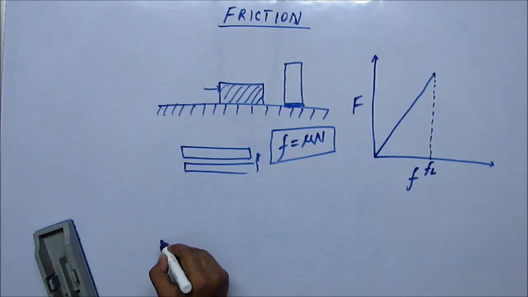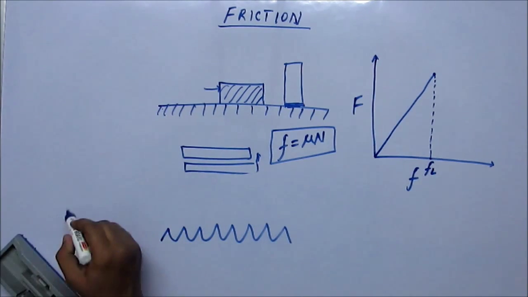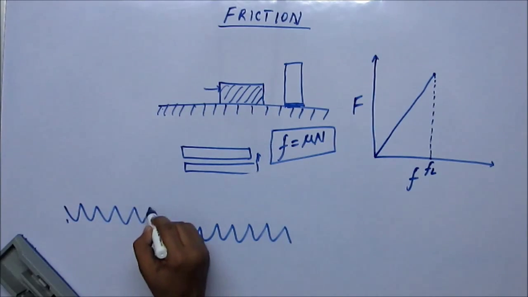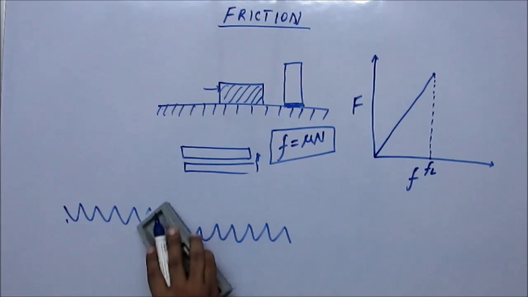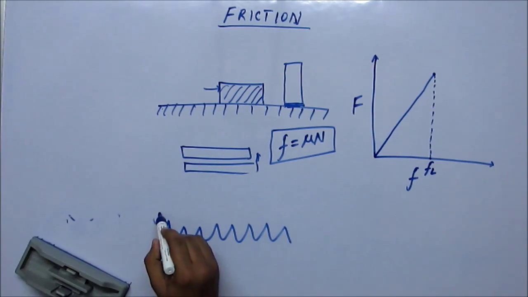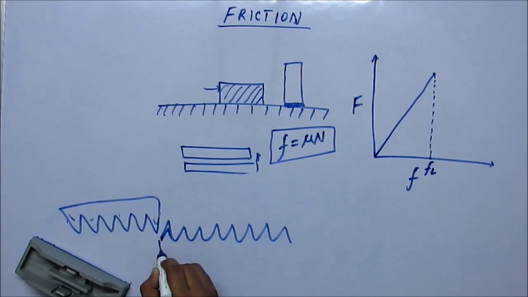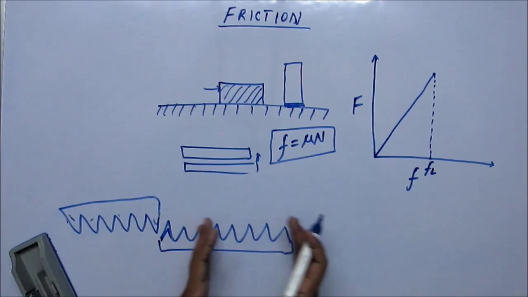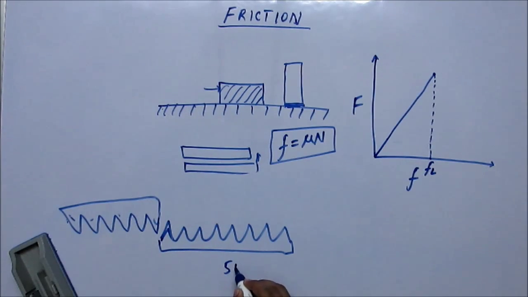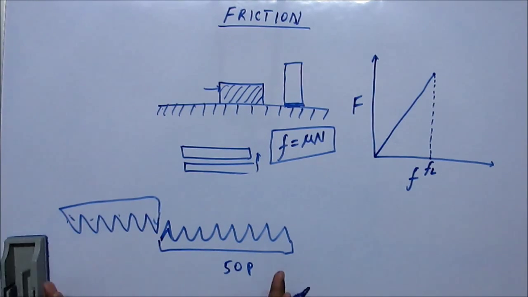Now see, suppose there are certain spikes on a surface and there are certain spikes on the upper surface. Like this. This is the upper surface, this is the lower surface. Now you have to slide this upper surface on the lower surface. Suppose there are 50 peaks in this irregularity, just for the sake of understanding. Suppose they are uniform, just for the sake of understanding.